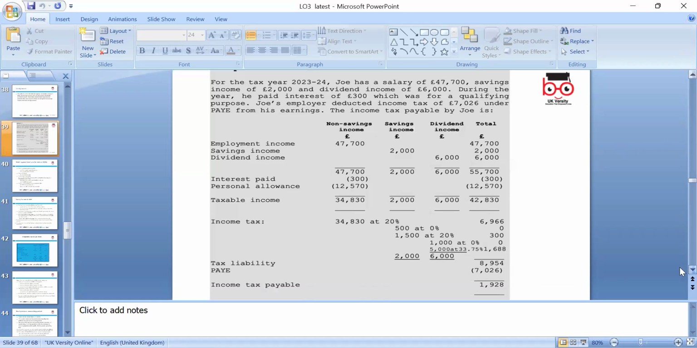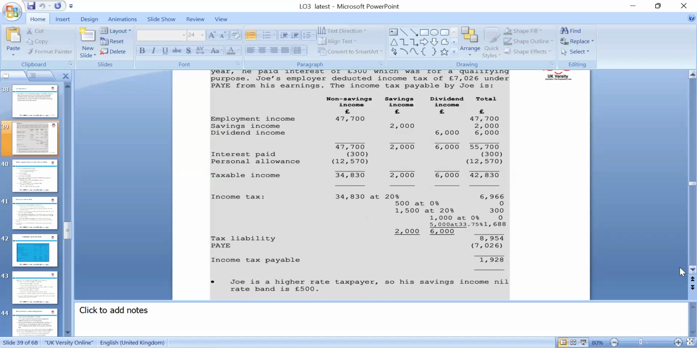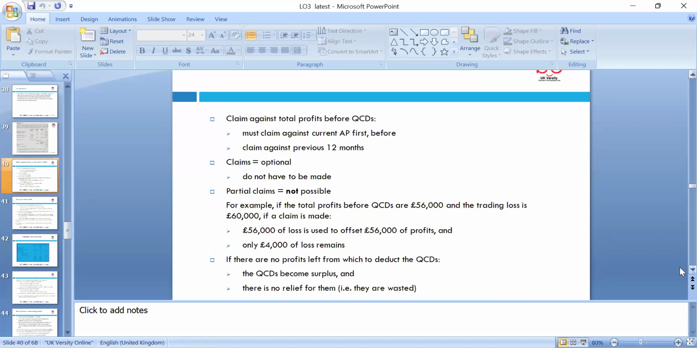So if we come to the overall income, we have the tax liabilities, and what has been paid at source. The outstanding amount is 1,928. Joe is a higher taxpayer, so his savings income nil rate band is 500. So that's what we can look around.